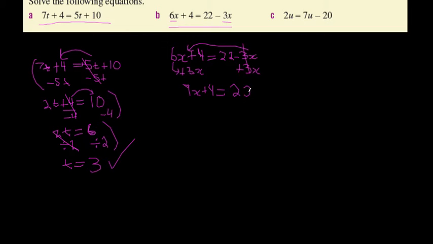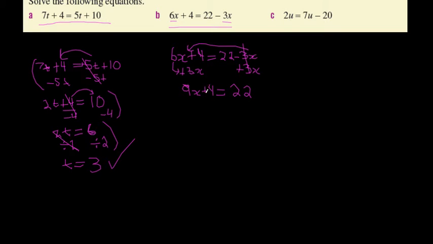Now you're probably thinking, why do we not then square the x's? Because we would only square them if it was 6x times 3x. However, as it's only adding, we just add the numbers in front, okay? So we're just left with 9x plus 4 equals 22.